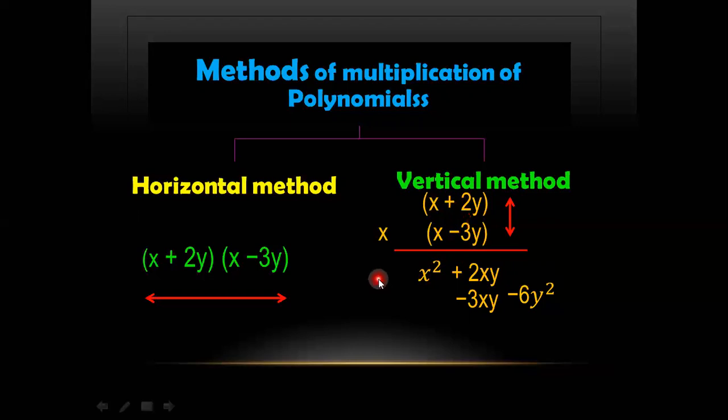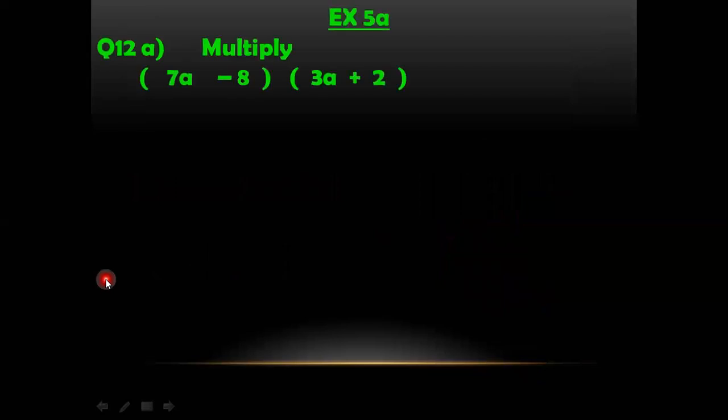Now all of these terms will be added according to the like terms. X square will remain x square because there is no other x square term. These two are the like terms, and when they will be added, they will result in minus xy, and minus 6y square is a single term, so it will remain as it is. So this method is a vertical method of the multiplication of the polynomials. And in our exercise, we will inshallah solve all our questions with the horizontal method. So now we will proceed towards the exercise questions for the understanding of how horizontally we can multiply them.